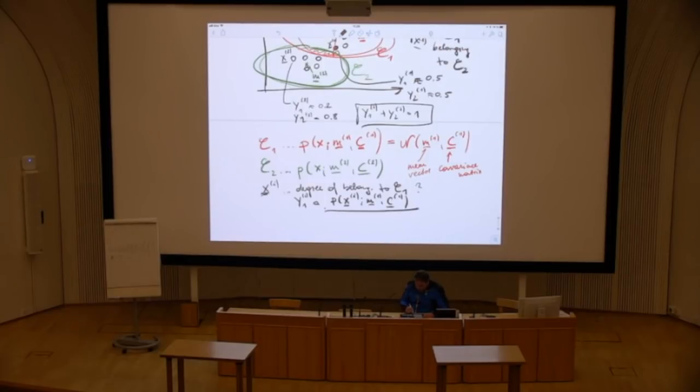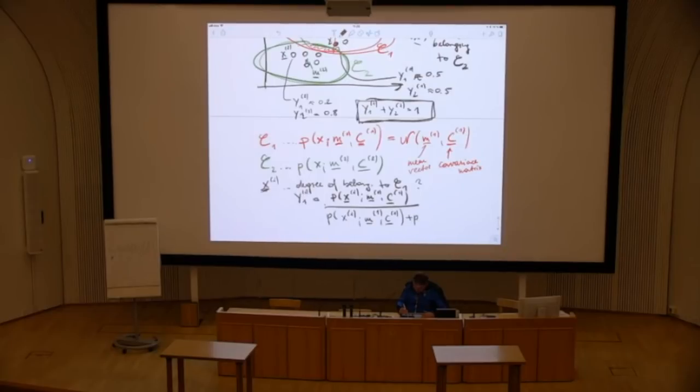But then you also need to normalize in order to make sure that this is in the range 0 to 1 and it sums to 1. So we want these two degrees of belonging to sum to 1. So we have to normalize this by the sum of both components. So what is the degree of belonging to the other cluster? Which is the probability that xi could have been drawn from a Gaussian distribution with mean M2 and covariance C2.